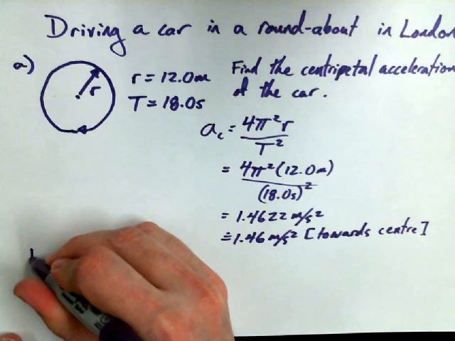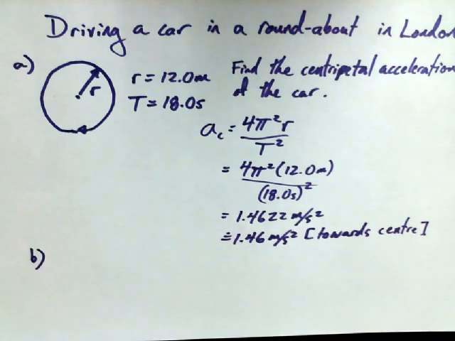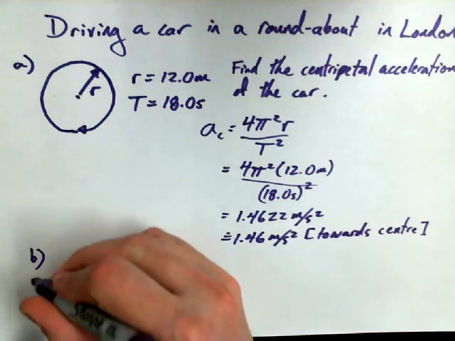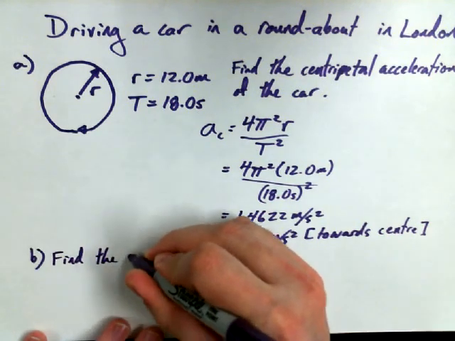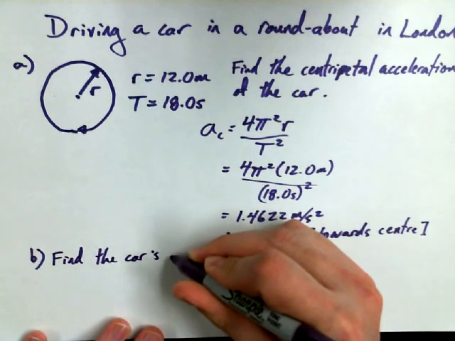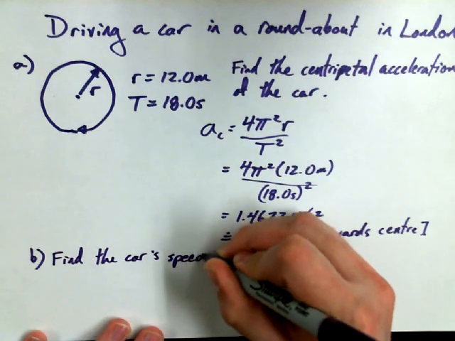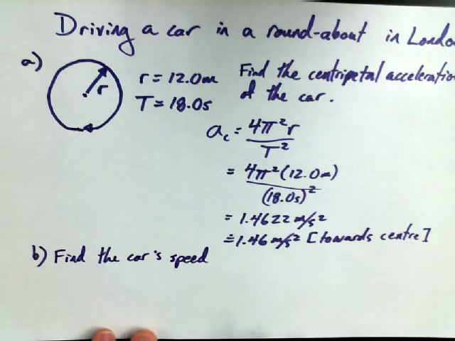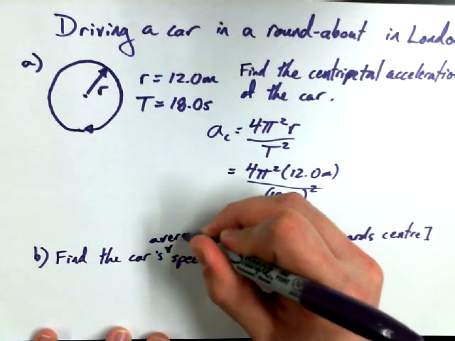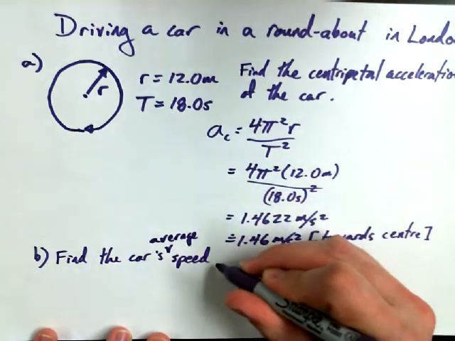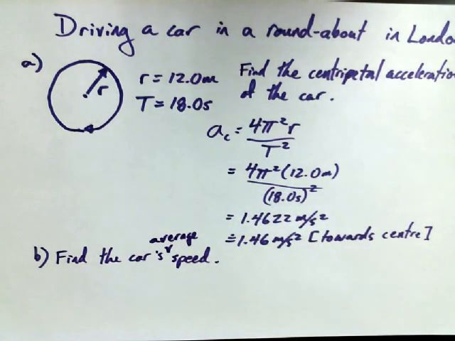Now I want to try a follow-up question here. Find the car's speed. Now, I really should be more specific. I should say average speed. Find the car's average speed. How could I find the car's average speed? What's a formula involving centripetal acceleration that you know?